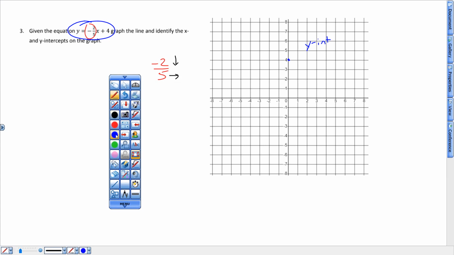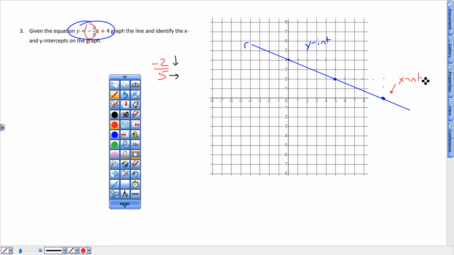Right 5 boxes. 1, 2, 3, 4, 5. Down 2. Down 2. Keep going. 1, 2, 3, 4, 5. Down 2. And it looks like my graph here, even though it doesn't show it, looks like that is the dot where I get my what's called x-intercept right there. So if I get that line proper, this is my x-intercept right here.